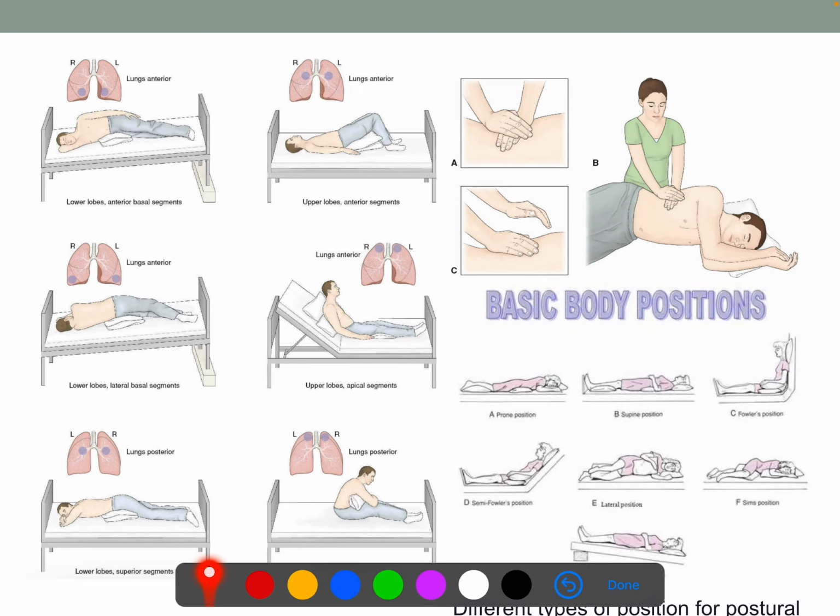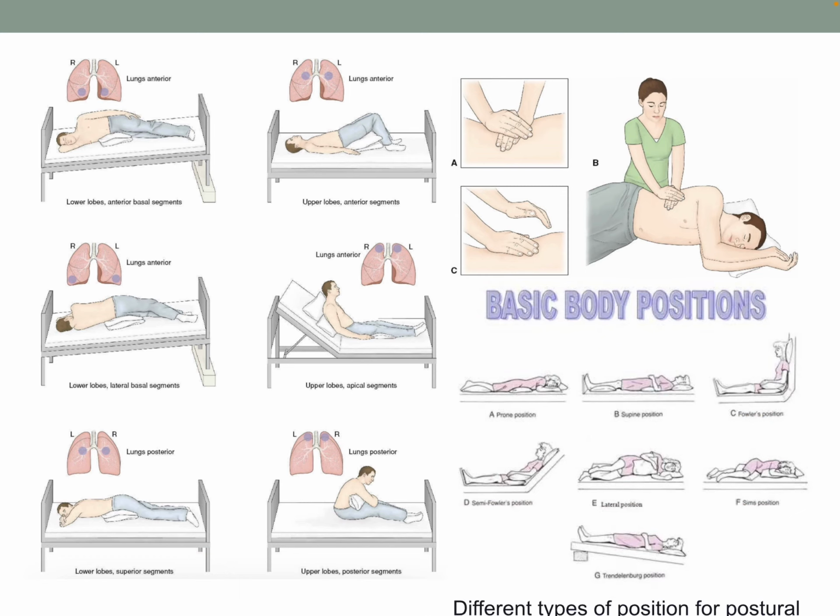And these are the common positions: prone, supine, Fowler's, Sims position, lateral position, semi-Fowler's position, and Trendelenburg position. You also should know what the positions are and what they are used for. Semi-Fowler's and Fowler's are for respiratory conditions. Sims position is for what? Perineal examination. Lateral position, same. Prone position, lung. Trendelenburg position for shock and some surgeries. Okay.